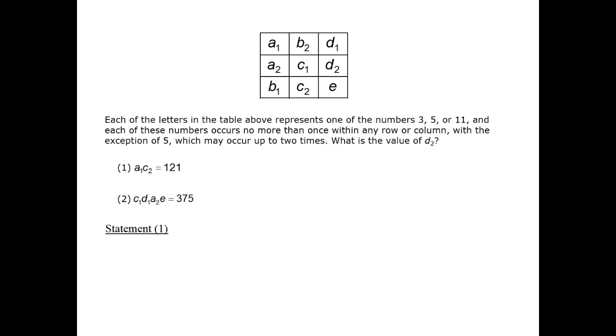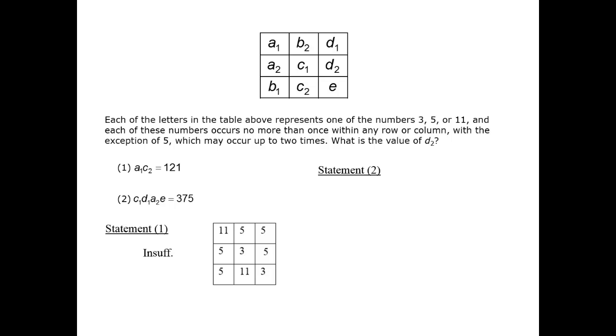That's a case. But we can form another case in which it's not 11, because the digit 5 may occur twice in a row or column, and that's a lot of potential extra 5s. For example, the following case is possible. And in this case, we have a different possible value of D2. Therefore, we do not have sufficient information to answer the question definitively, and statement 1 is insufficient.